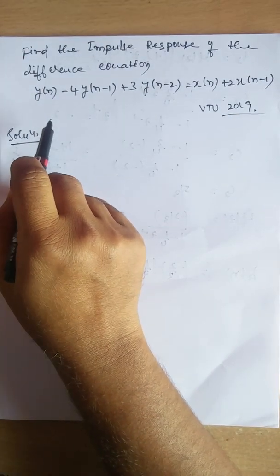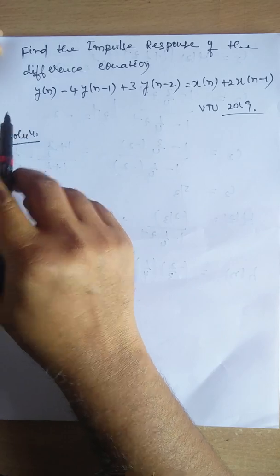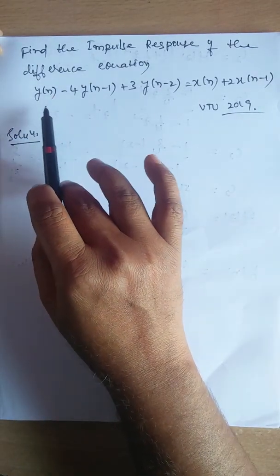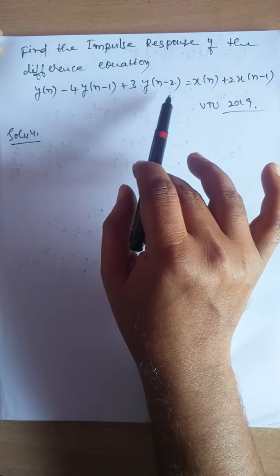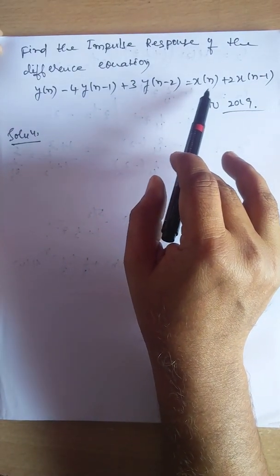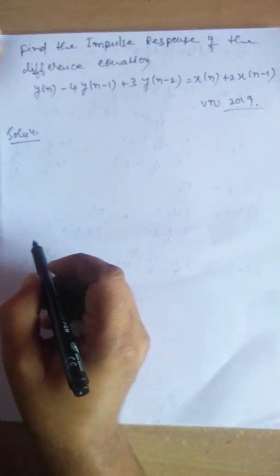Okay, let us solve the problem on finding the impulse response from the given difference equation. The difference equation here is y(n) − 4y(n−1) + 3y(n−2) = x(n) + 2x(n−1). This question was asked in a UTU question paper.